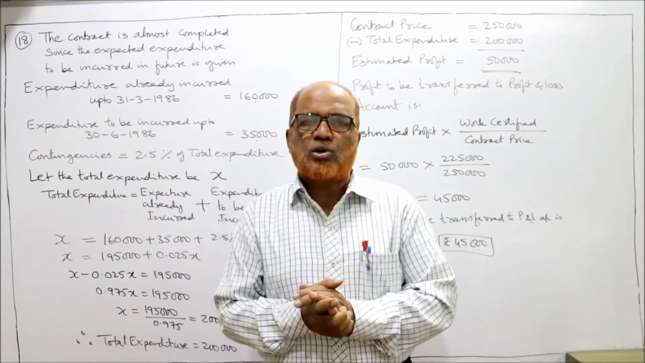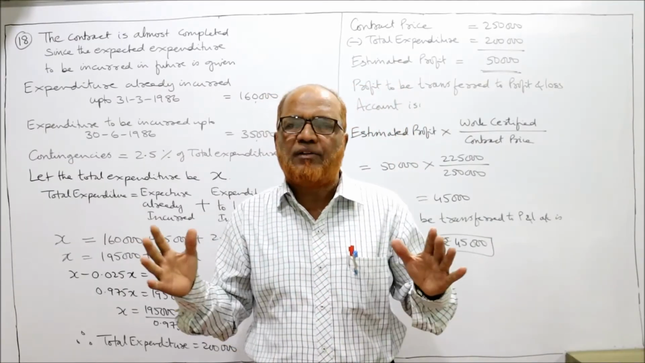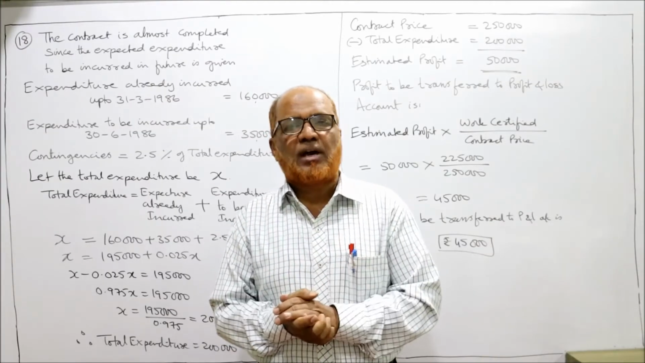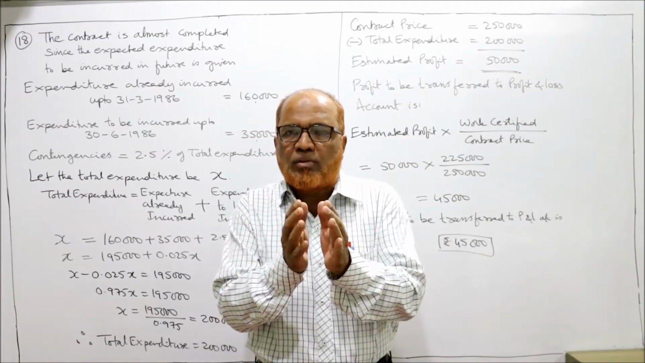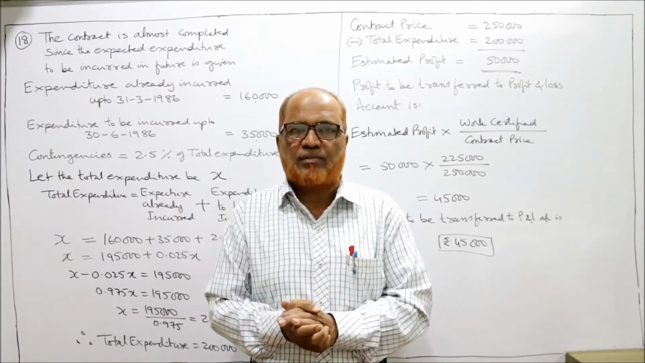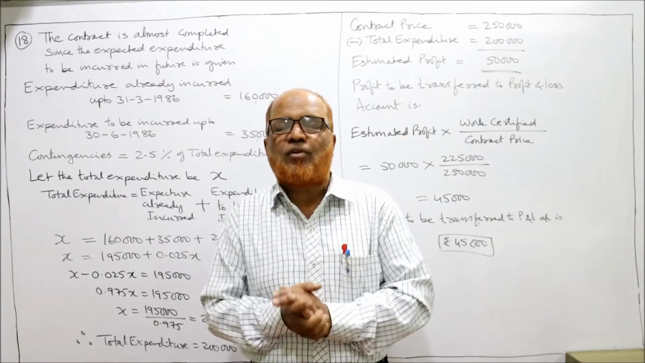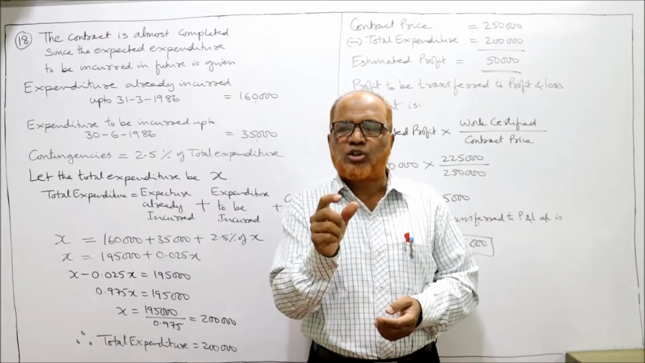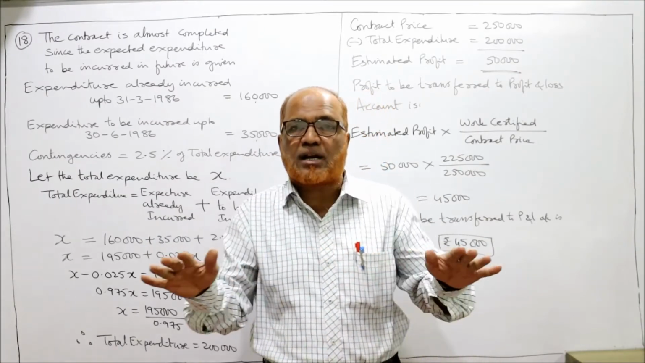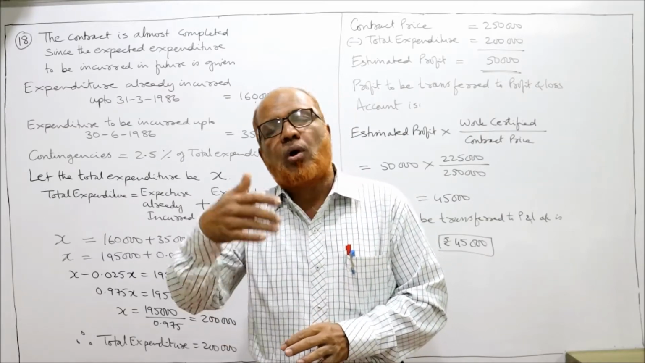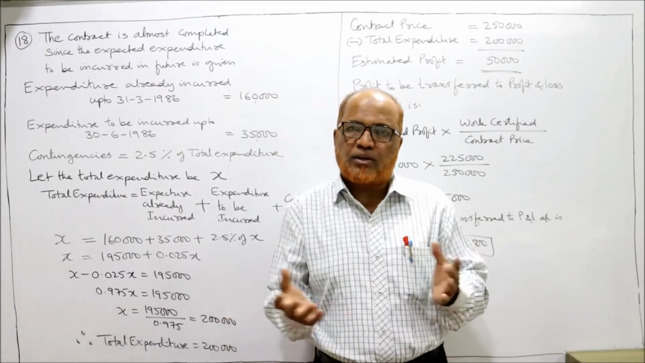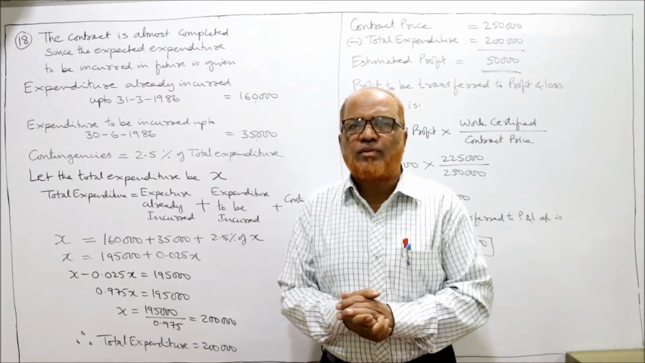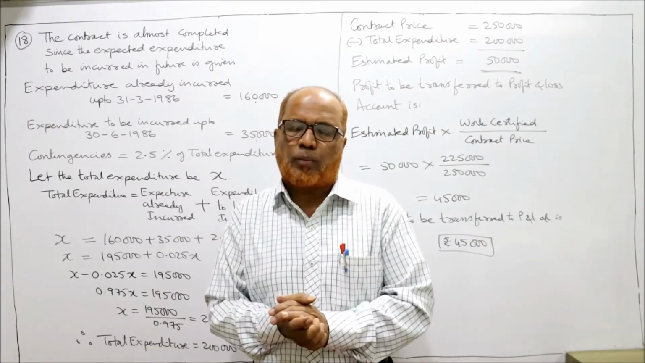In previous videos we have completed many different types of problems on contract costing. Multiple contracts, how contracts are completed over different years, and the procedure for transferring profit to the profit and loss account, how much profit should be transferred to the P&L account under different circumstances, and when the contract is almost completed, how to find out the profit. All these things we have completed. Now a few more problems we'll do, then we'll start the next topic.